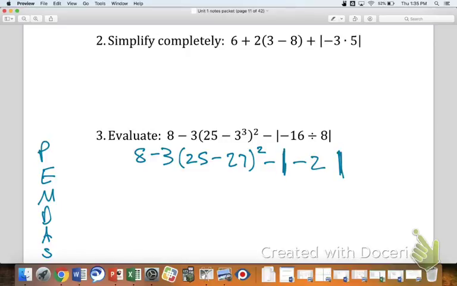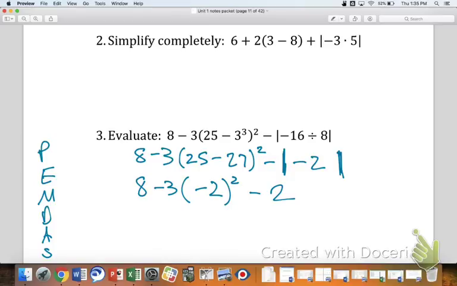So I did some good work there, but isn't there still work to be done inside parentheses? I haven't finished that yet. So I'm going to keep going with that. So it'd be 8 minus 3. What is 25 minus 27? Negative 2. That whole thing is squared. And I'll go ahead and do this now. What's the absolute value of negative 2? 2.